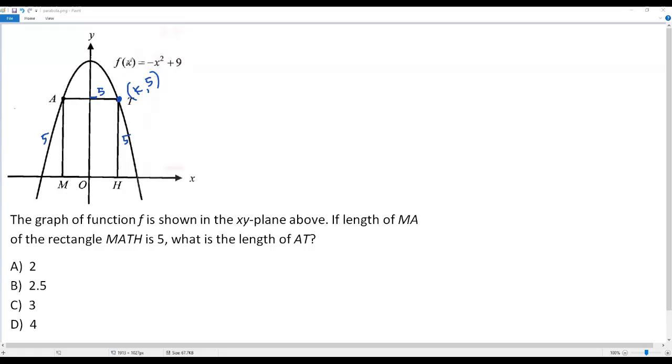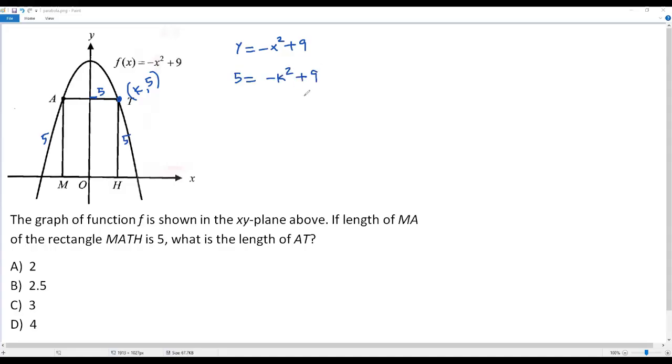In this function, usually f of x represents y. So we can rewrite the given function as y equals negative x square plus 9. And we have this point k comma 5 on the graph of this function y equals negative x square plus 9. Since this point is on the graph of this function, we can plug in the x-coordinate k for x and y-coordinate 5 for y. Let me do it. Then we have 5 equals negative k square plus 9.